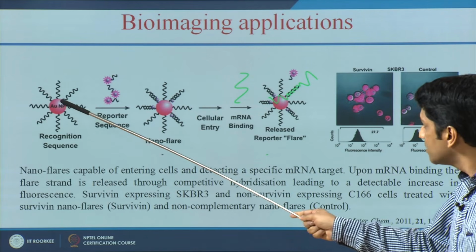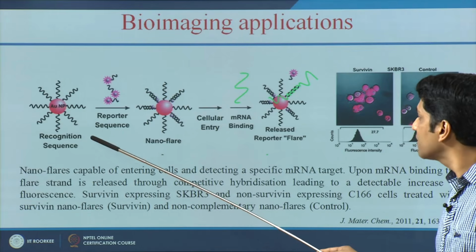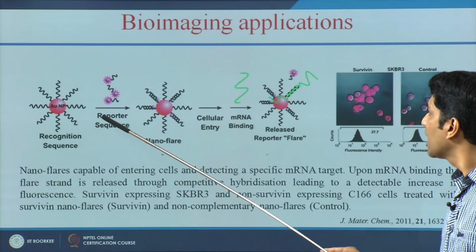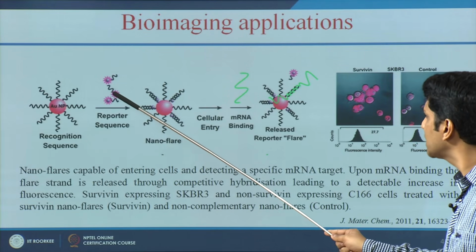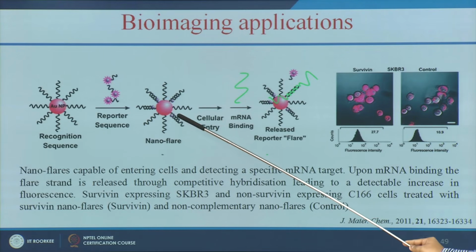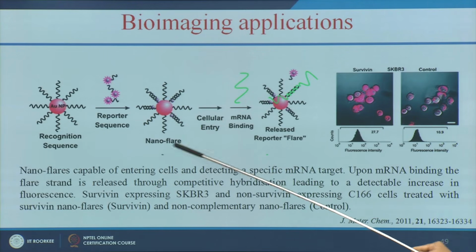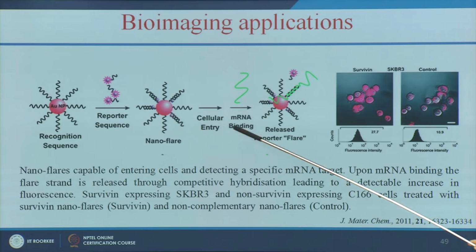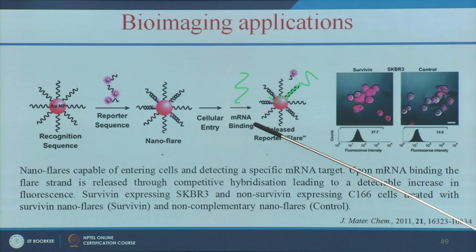Here you can see this gold nanoparticle is tagged with a recognition sequence, and we can add the reporter sequence. The reporter sequence is tagged with some kind of fluorescent molecule. So it is binding to this gold nanoparticle and forms the nano flare. Once it enters the cells, this sequence will target the mRNA. So when it binds to this mRNA, this fluorescent signal will be expressed. It is releasing this reporter flare, so it is giving a fluorescent signal.